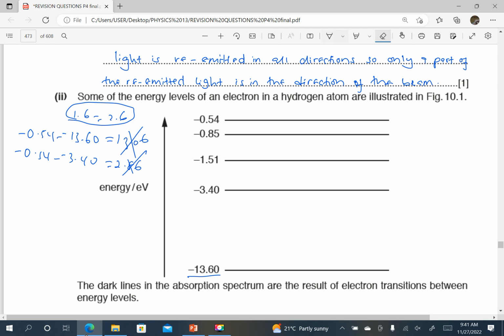We can now check from negative 0.54 to negative 1.51. Negative 0.54 minus negative 1.51. So this gives me 0.97, which is in the range. So this is possible. So I will draw that one. I can have this one. Then I'll check the second one.